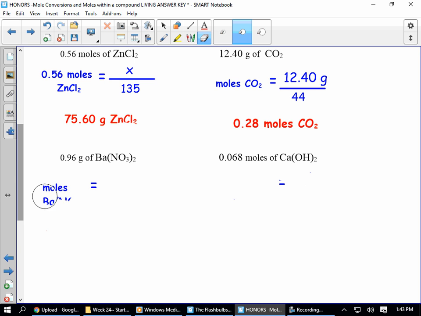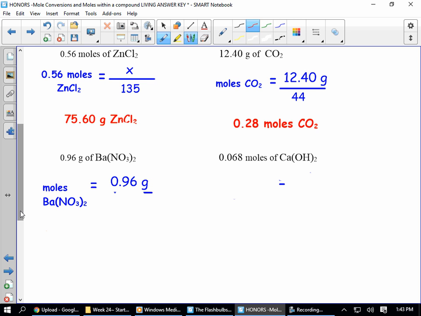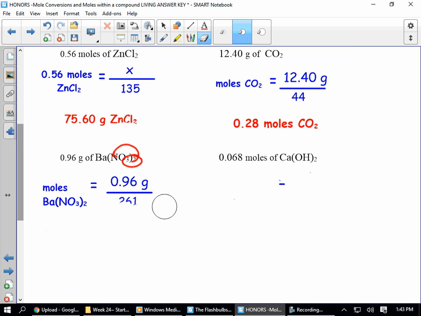I'm looking for moles. I have grams and 1 barium. Be very careful. We have 2 nitrogens and 2 times 3, 6 oxygens. So check your formula weight. Should be 261. Divide 0.96 by 261 and you get a nice small number here. 0.0037 moles of barium nitrate. And last but not least, try the last one.